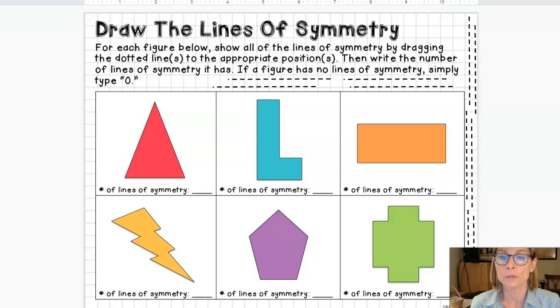When you look at this one, you're going to draw lines of symmetry on these two-dimensional figures. Some of them have one, some have two, and then some have no lines of symmetry. And so you can drag and drop these lines that are up here and then rotate them so that you can split these figures up with lines of symmetry. By the way, this L has 0 lines of symmetry.